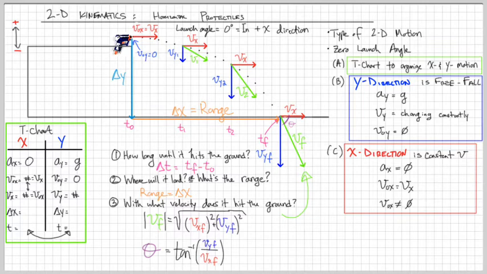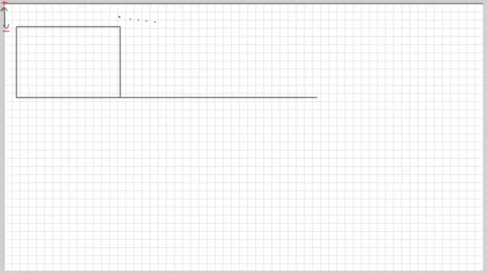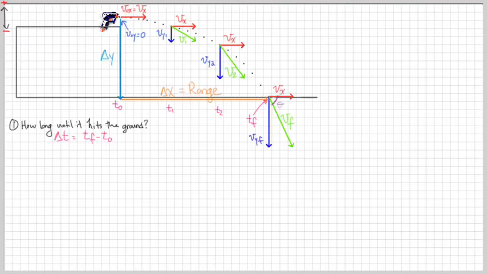With what velocity does it hit the ground? That's the matter of finding the magnitude and direction of that final resultant velocity vf in green. Let's take a look. As I redraw some of this, we're going to go through each one of these things. We're going to start with how long it takes to get to the ground.